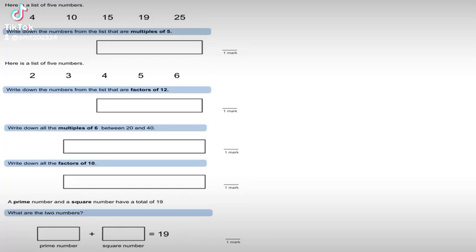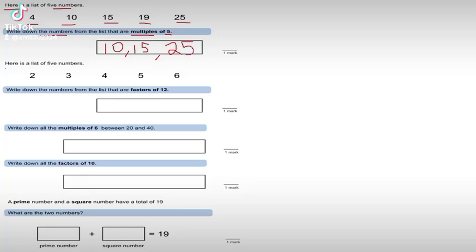Okay, so here is a list of 5 numbers. 4, 10, 15, 19, 25. Write down the numbers from the list that are multiples of 5. So in the 5 times tables, that will be 10. Because you say numbers, because it's plural, so 10, 15, and 25. So if it ends in a 5 or a 0, it's in the 5 times tables. Multiples just means the times tables of a number.